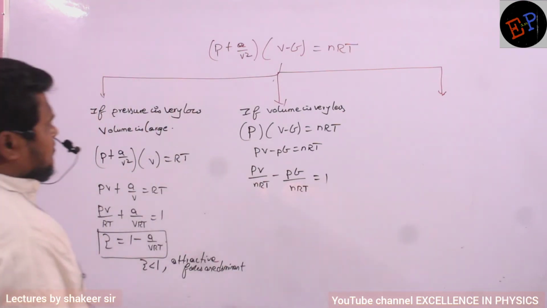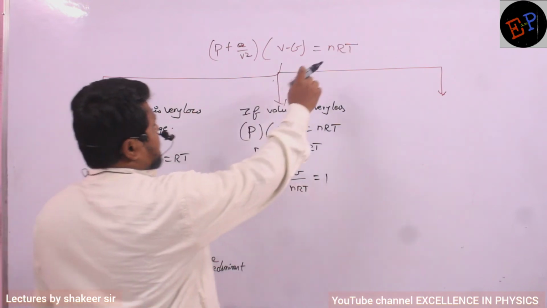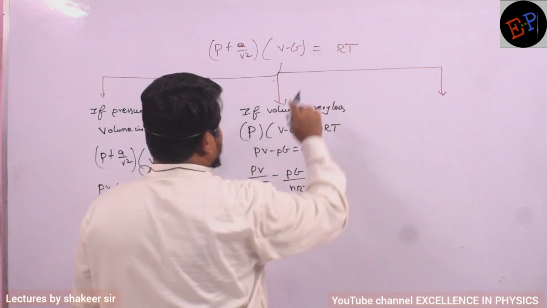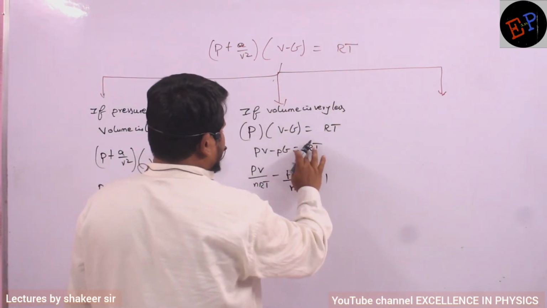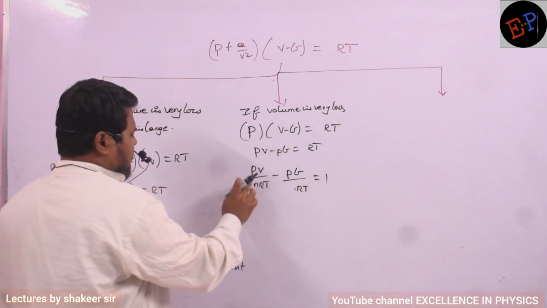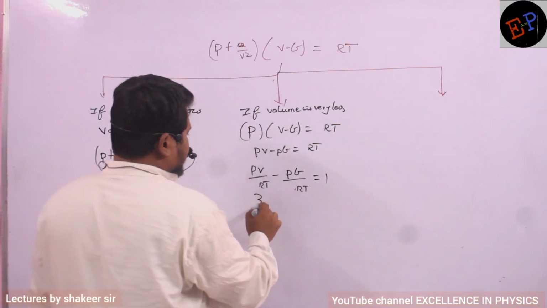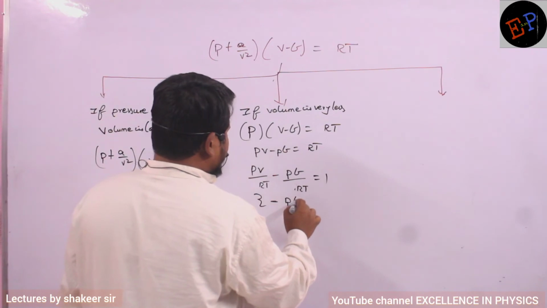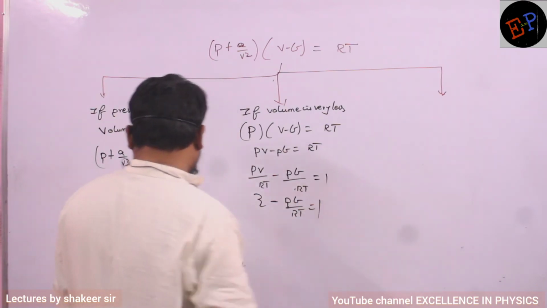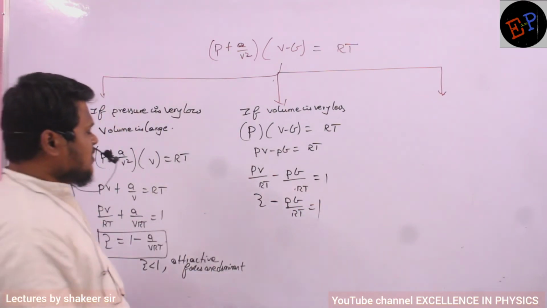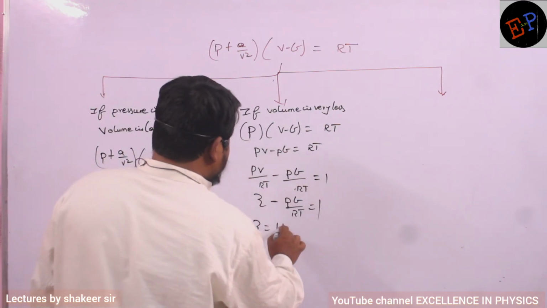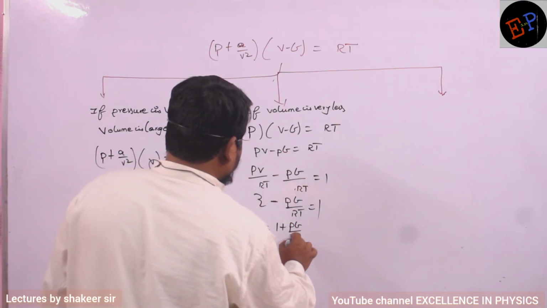This is the relation which I can write. The number of moles is 1 only, so there is no need of writing n here; just write RT in this condition. So PV/RT is nothing but Z. So Z − Pb/RT = 1. Therefore the Z value is equal to 1 + Pb/RT.